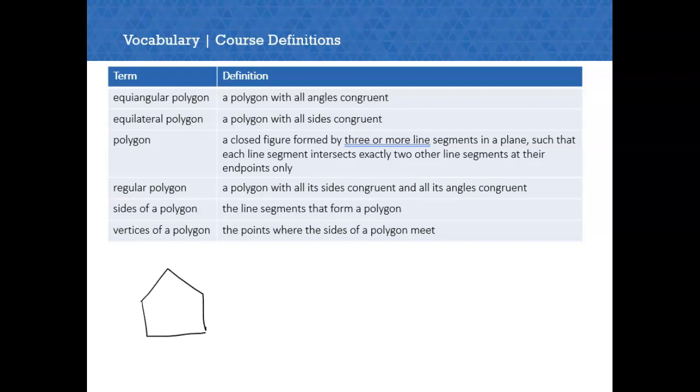So here's a polygon. Each line segment only hits 2 other line segments. So here is a side. The point where they meet, so this point right here, is the vertex.